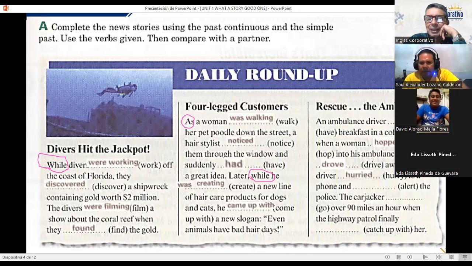And he phoned the police. Alerted. Yes. I like this verb, alerted, because I can pronounce it in a good way, like rented, wanted. They are very easy. The problem is with the other verbs. Okay, so the police alerted the police, the carjacker.